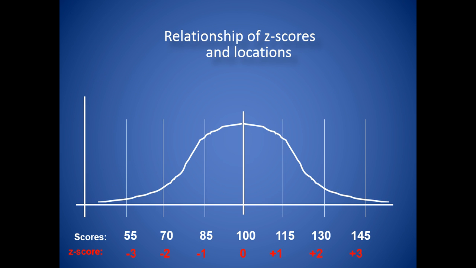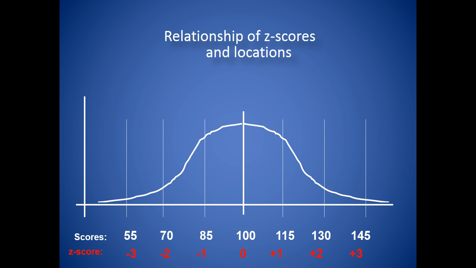So the next graph clearly shows the relationship of z-scores and their location in a normally distributed curve. Remember, we have to go back to 0, because a z-score of 0 means that is the mean. In this particular example, our mean was 100, so we put the 0 immediately below the 100, which is the mean score of the population. Anything above 0 is signified by a plus sign, and anything below 0 by a negative sign.